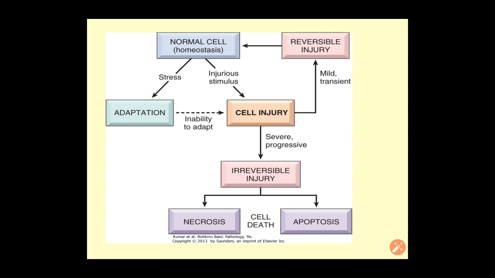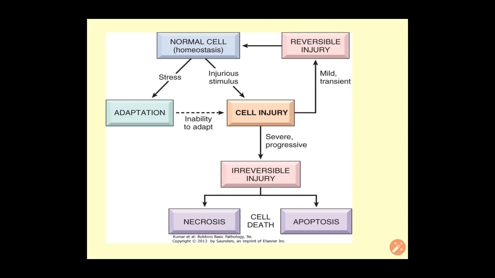If the stress is ongoing and does not stop, then this adaptation at one point in time, as a result of the depletion of the cell reserves, will move into the next phase, which is cell injury. Cell injury itself is going to be divided into 2 types, depending on the amount of injury that happened to the cell.